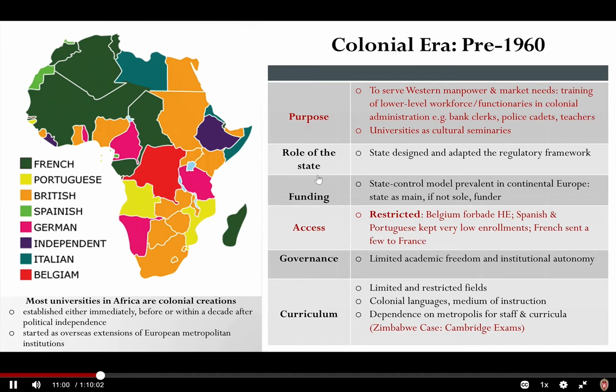The purpose of higher education on the continent, I have two here. We could probably list more, but I wanted to point out these two which are very critical to this lecture. So universities in African countries were established to serve Western manpower and market needs. This means they were intended to train lower level workforce or functionaries in the colonial administration. So this includes bank clerks, teachers, and you name it. The universities, therefore, could be talked about as cultural seminaries, because part of why they were formed was to make sure that whoever went through the system was being prepared or trained to serve in the colonial administration or to serve the needs of the colonizers.